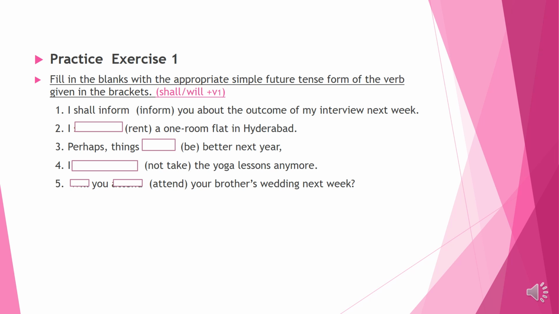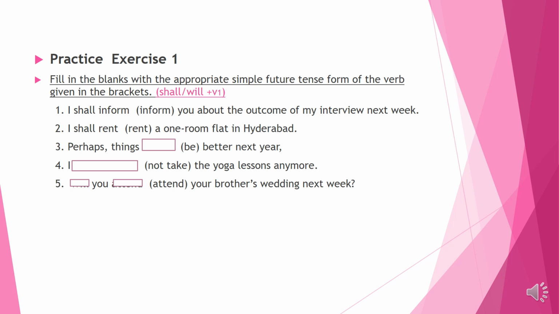Number 2, I dash rent a one-room flat in Hyderabad. Here rent is the verb, it is V1 and subject is I. So after the subject we use the word shall. So the answer is I shall rent a one-room flat in Hyderabad.